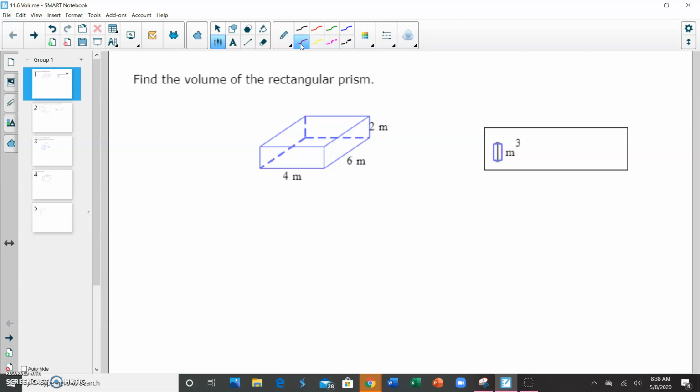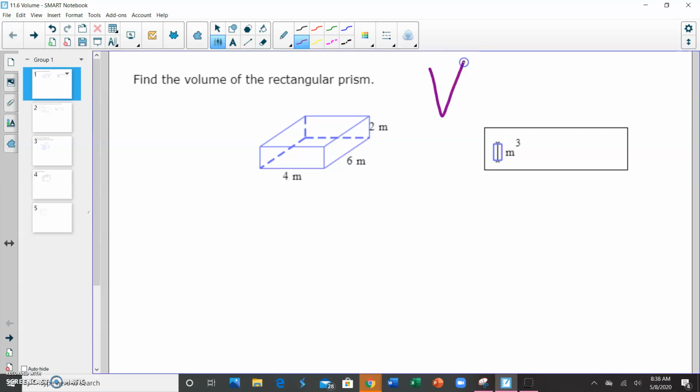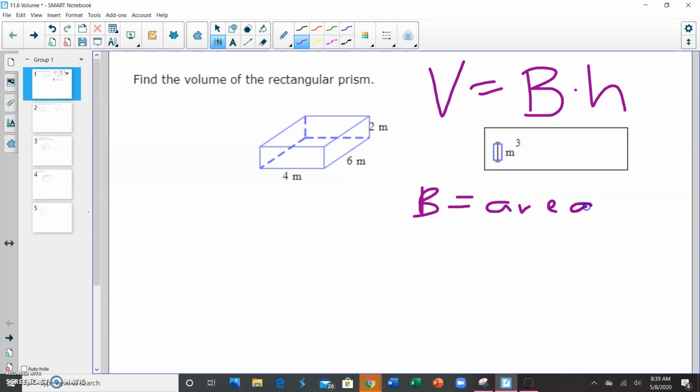So the volume is going to be equal to, if it has a matching top and bottom, capital B times H. Okay, so what in the world is capital B? Capital B is equal to the area of the base.